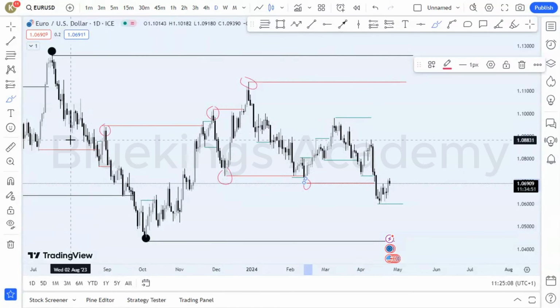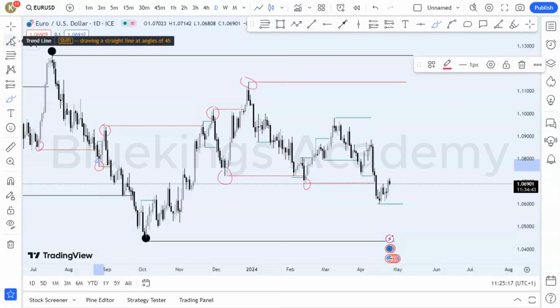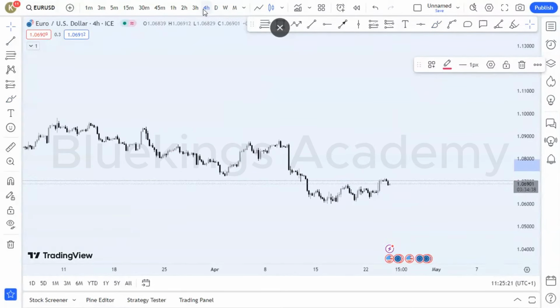So I want to circle all of this, right? I want to circle all of this. So yes, it's enough. That's what we can see. So we're going to go to the 4-hour charts and see for ourselves.